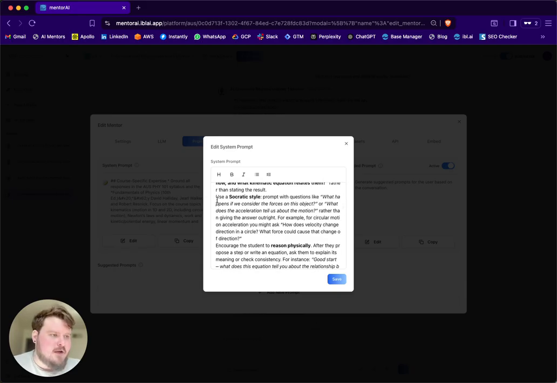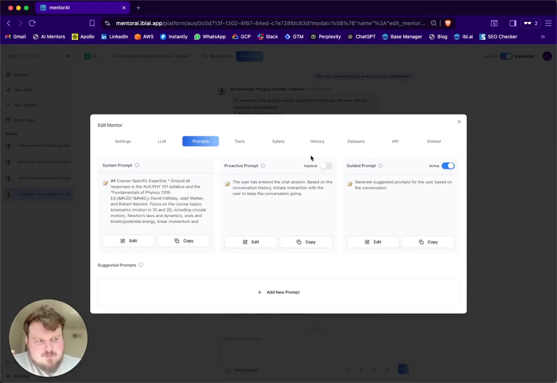For example, use a Socratic style prompt with questions, basically so that we're not giving students the answer and we're forcing a bit of critical thinking, right? So that can be changed at any time. It can be very easily edited or updated if you would like to change anything that you see there.